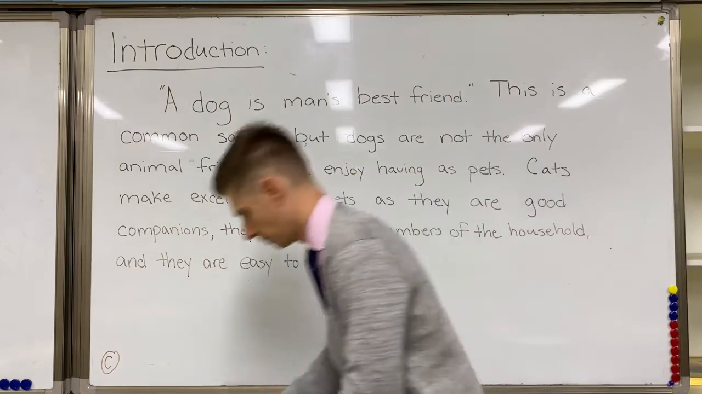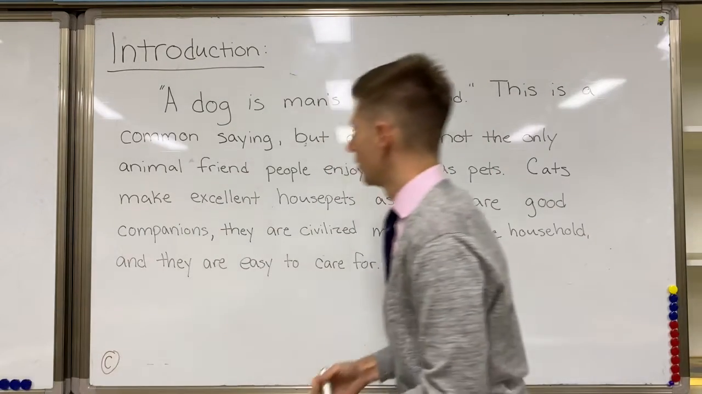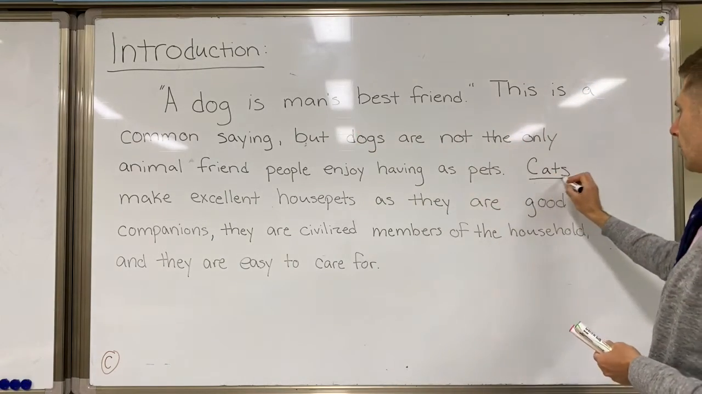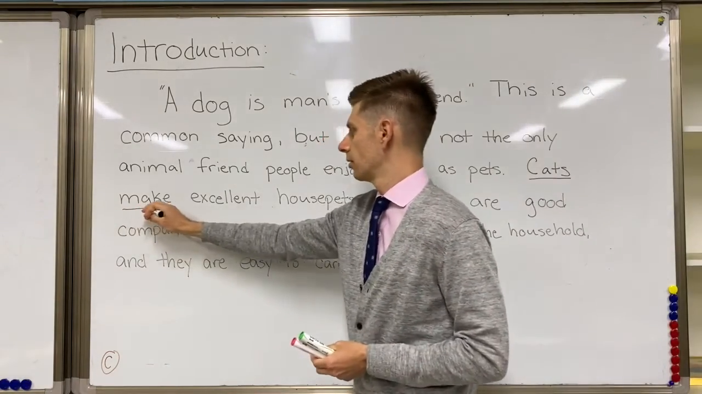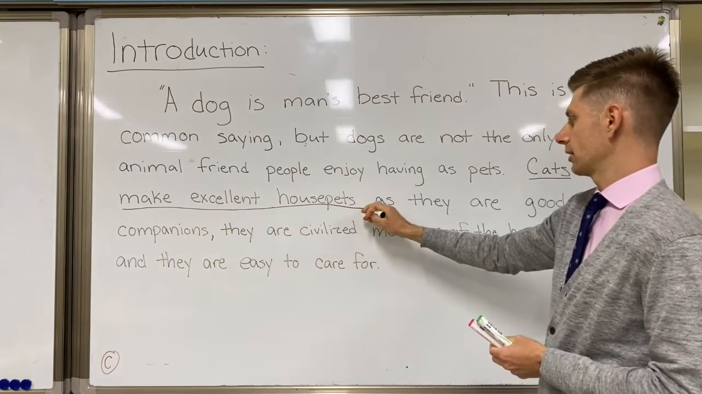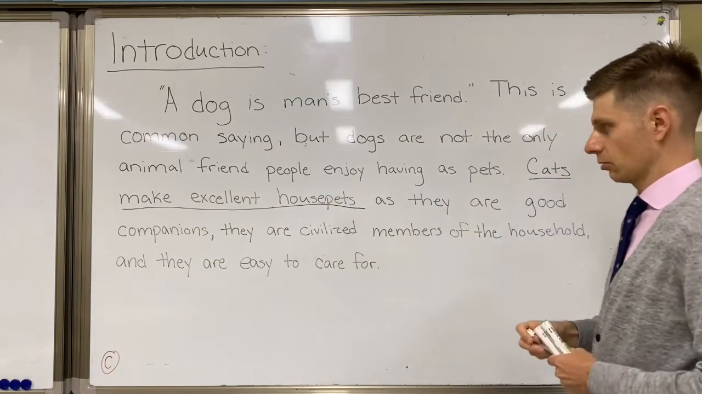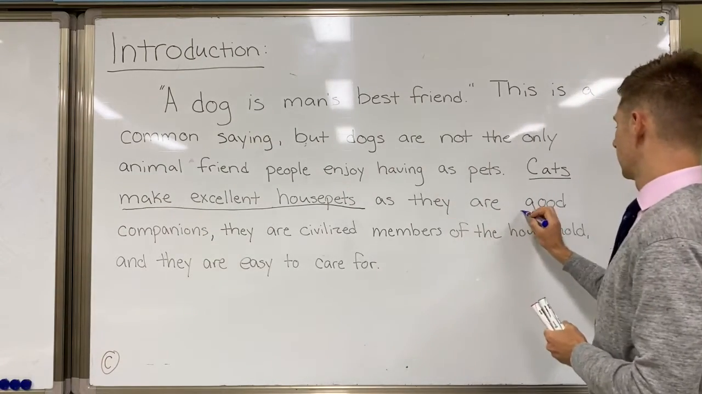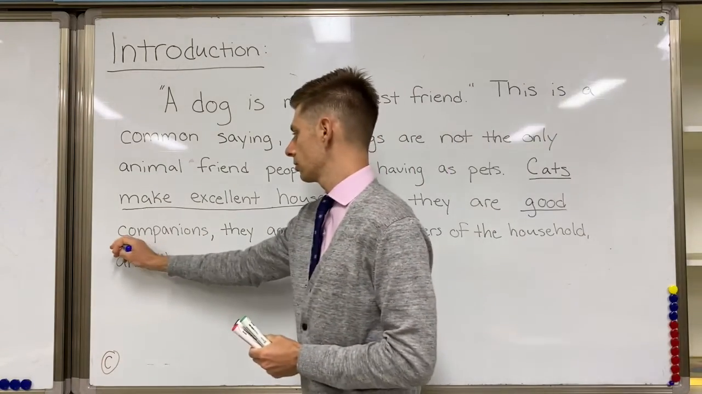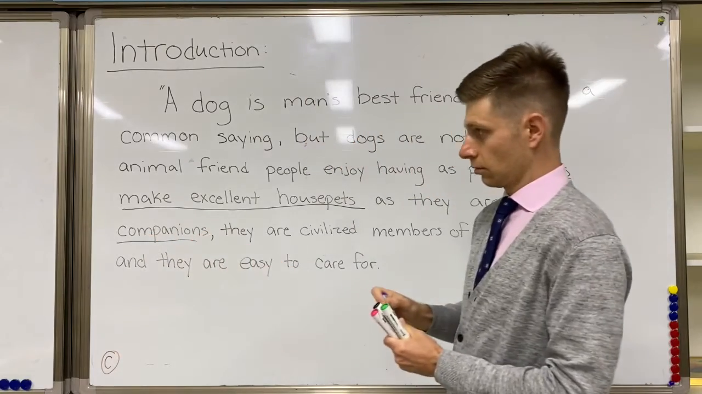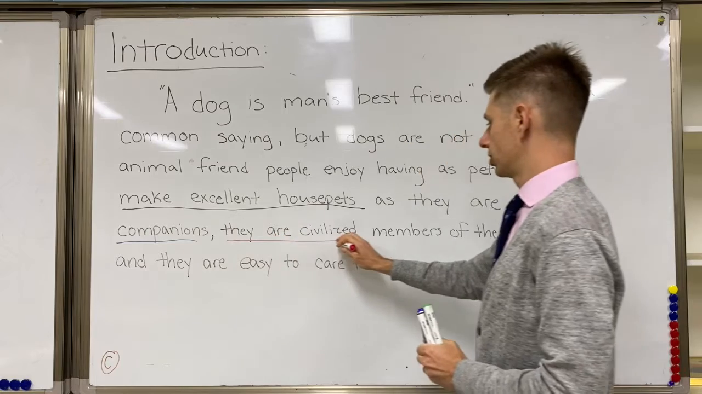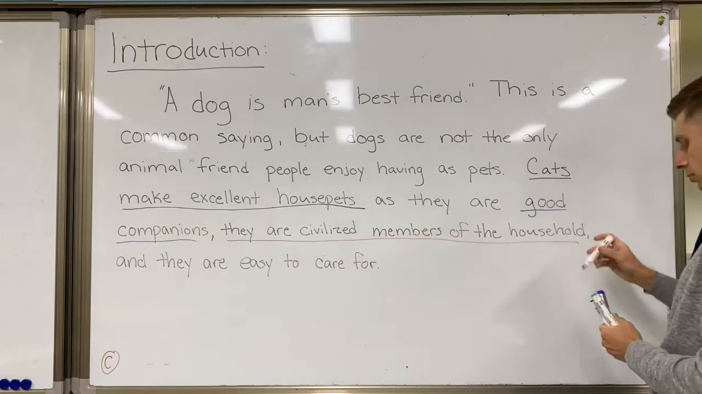So again, this is the hook, and then we have our thesis statement at the very end. Cats make excellent house pets. And why is that? Well, we have our three arguments. They are good companions. They are civilized members of the household.